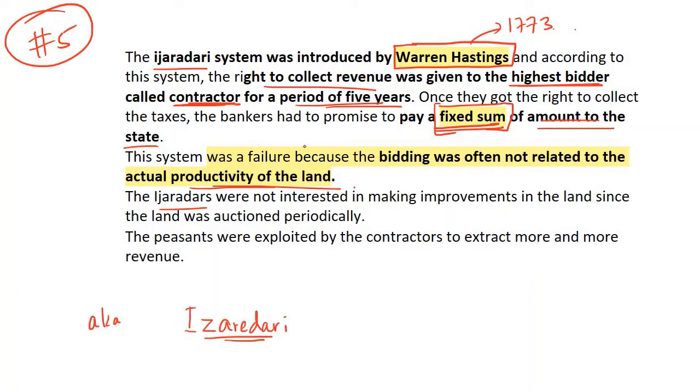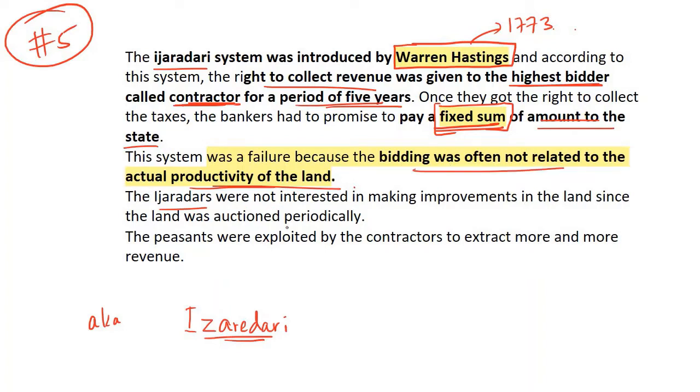Now this system failed because क्या होता था कि bidding में जो amount है that used to keep on going up and up, और वो land की productivity को consider किए बिना ही bidding करते चले जा रहे थे. So basically they used to not even consider कि क्या ये land इतना capable है कि हम इससे इतना revenue extract कर सके. And that is why it was a failure. Bidding was often not related to the actual productivity of the land.